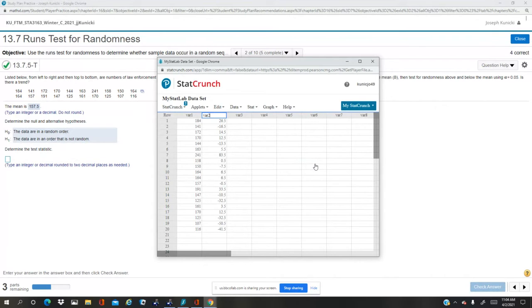So if I just do the runs, I got positive, negative, 2 positives, 1 negative, 3 positives, 1 negative, 2 positives, 1 negative, 1 positive, 1 negative, 2 negatives, 2 positives, 3 negatives. All right.